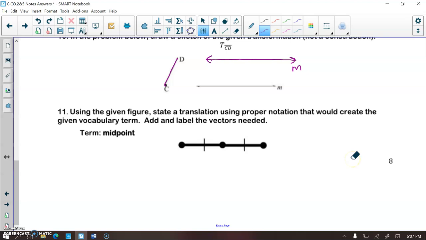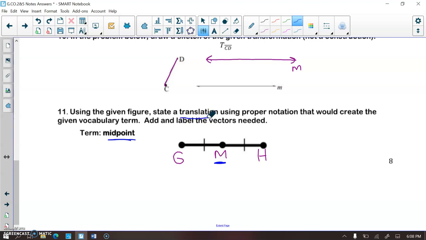And then we've made it to our final question in the translations lesson. It says, using the given figure, state a translation using proper notation that would create the given vocabulary term. And it says to add and label the vectors as needed. So I'm just going to randomly assign these points letters. So I'm going to use G, M, and H. And what we're trying to define is the term midpoint. And we're given that GM and MH are congruent. So we are trying to define that M is the midpoint using a translation and proper notation.